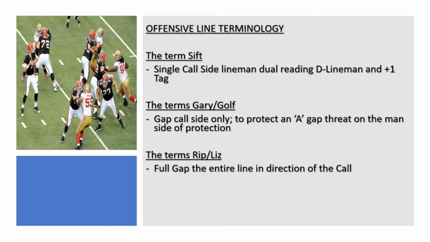All right. These are things we've got to understand too when we start to build protections in terms of offensive line terms. So we have our back terms. We can scan, we can search, we can coast, and those have certain meanings. Up front, the linemen need some terms to handle problems as well. One of the terms that the linemen need to have is a sift. And what a sift is, it's a single call side lineman who's got a dual read, a defensive lineman and a +1 tag. Usually it's with the tackle. Could be with the guard on some funky looks, but usually it's the tackle.